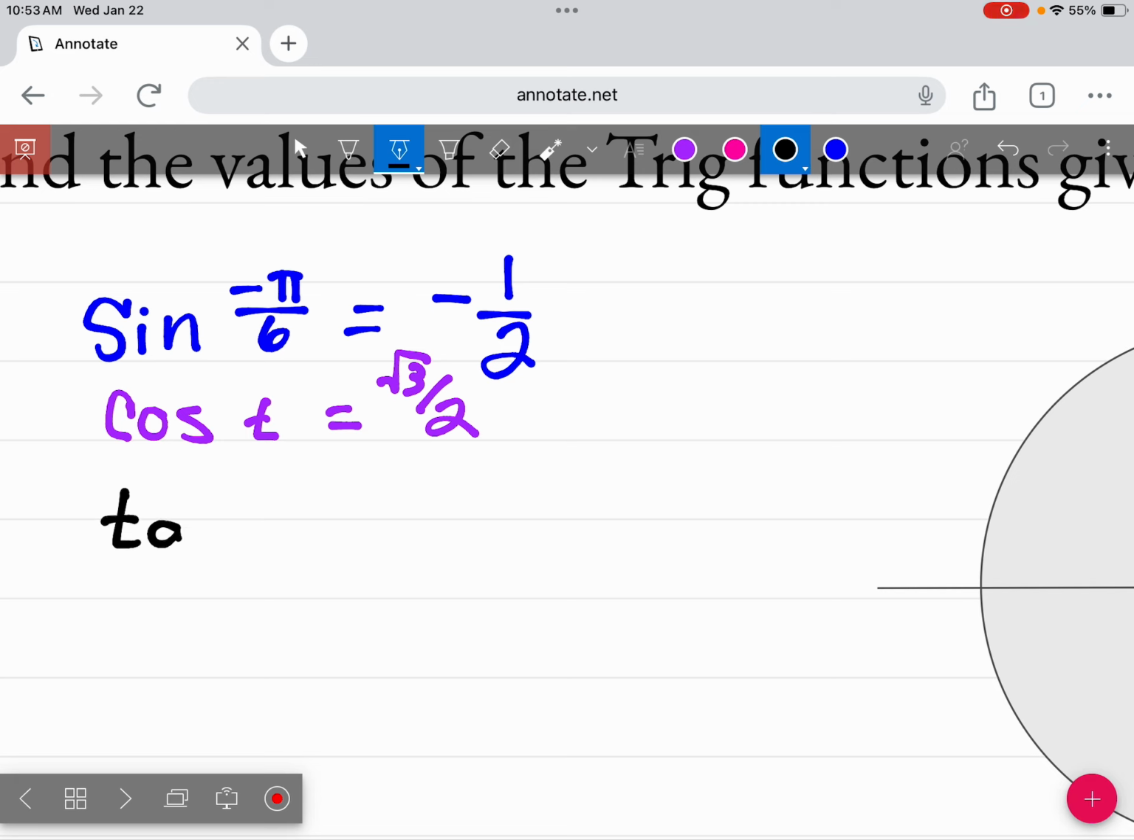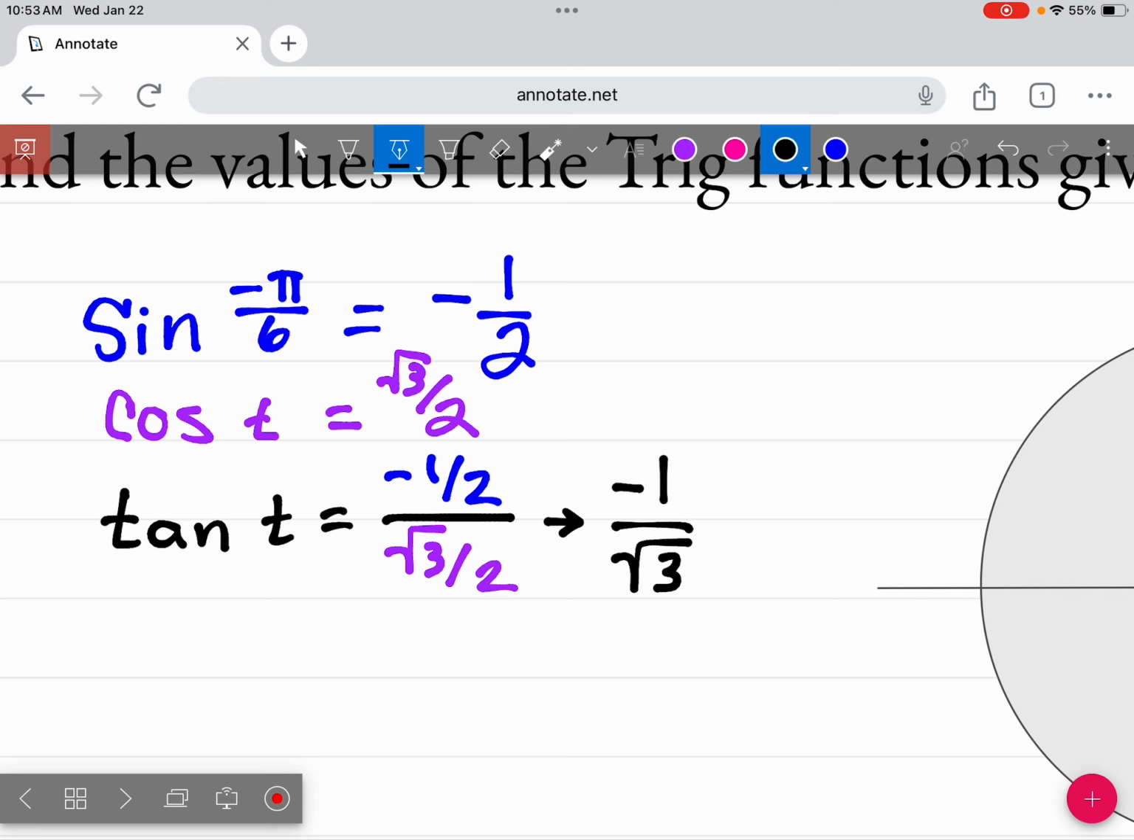Then how do we get our tangent of that angle? Yeah, sine over cosine. So we're going to take our negative 1/2 over our square root of 3 over 2. But that is horrific. So let's simplify this. The over 2's cancel out. So we can go with our negative 1 over square root of 3. But that's still icky. We need to rationalize it. Multiply it by square root of 3 over 3. And we get negative square root of 3 over 3.